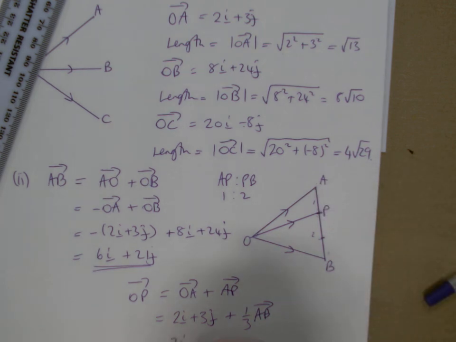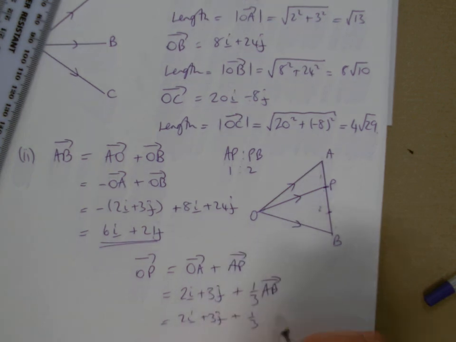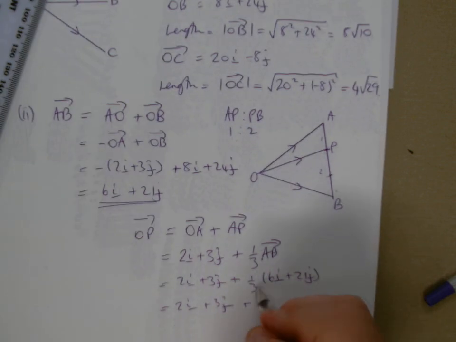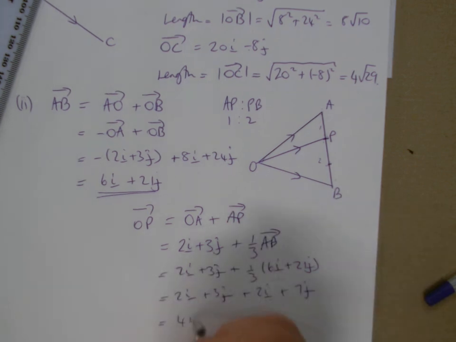So I know O to A, as I said, but 1/3 of AB, we just put the vector of AB in and work out 1/3. Well, 1/3 of 6i is 2i, 1/3 of 21j is 7j. So you get then 4i plus 10j.